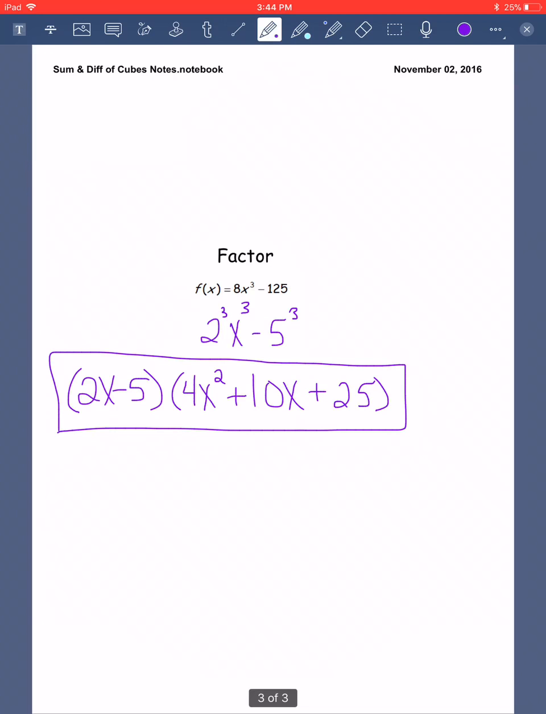And that is it for using the sum and difference of cubes to factor polynomials.